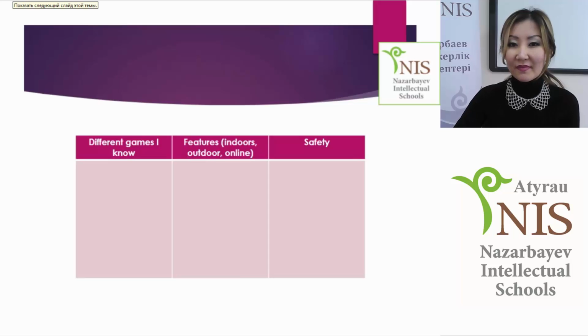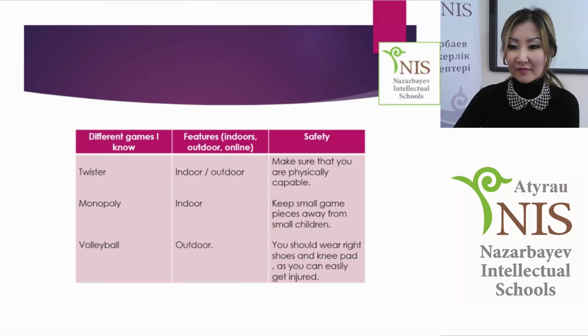Okay, let's check up together and look through what you have written. Now, the first game is Twister, which could be played inside or outside. So you clearly have written here its safety regulation. We should make sure that we are physically capable. Okay.